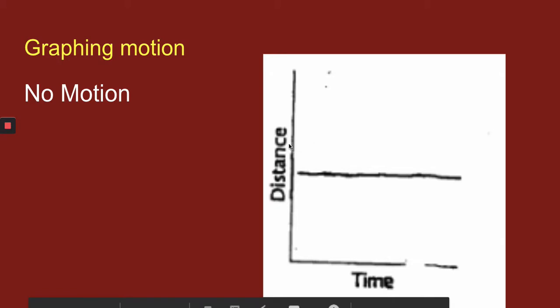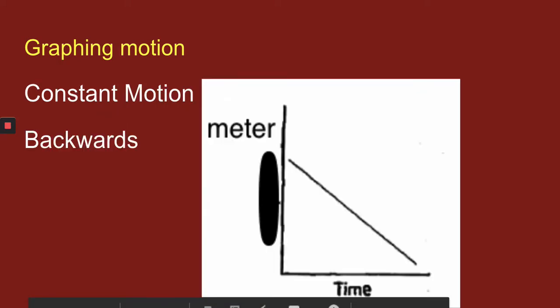Here we have on a motion graph a flat line. This flat line represents no motion. All right, so from 0 to whatever set of time, the distance has not changed. If distance hasn't changed, there's no motion taking place. Now here in a motion graph, we have our unit label or distance here, measured in meters. Here we have time. So we're going a certain amount of distance, and now we're going smaller over a period of time. So now we're walking backwards.